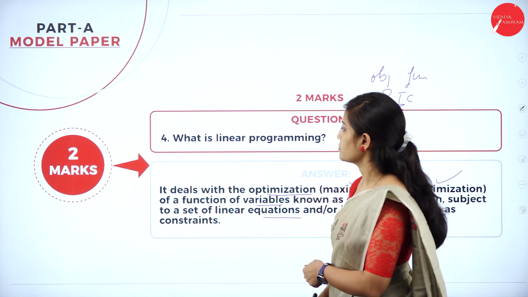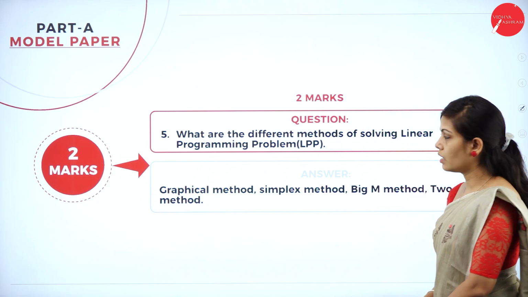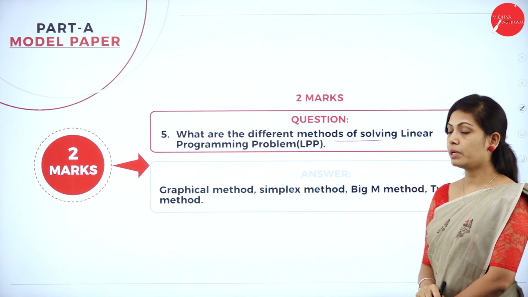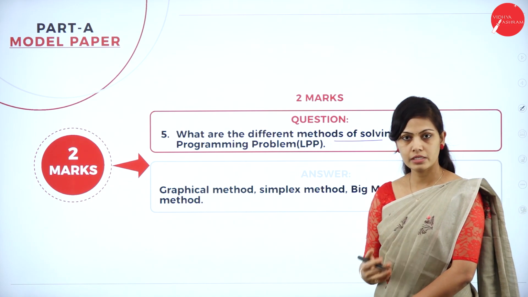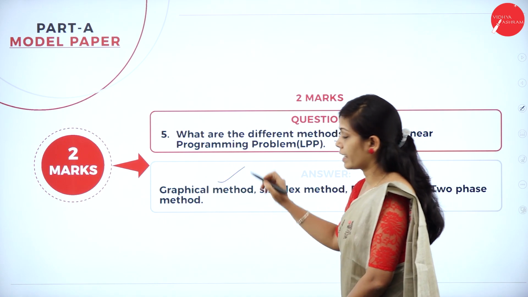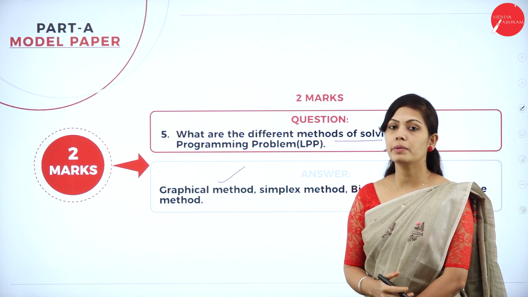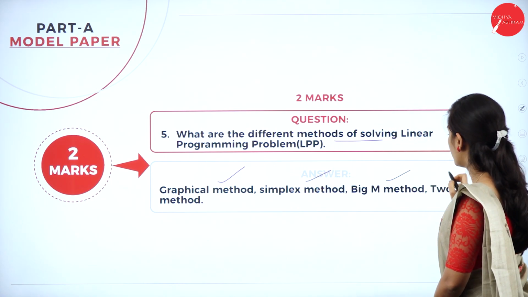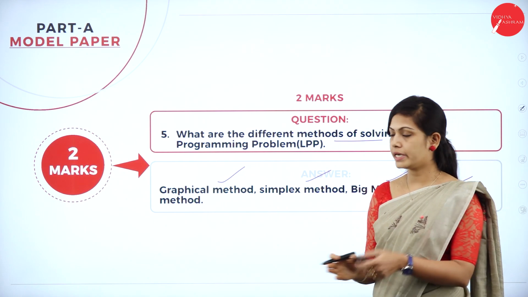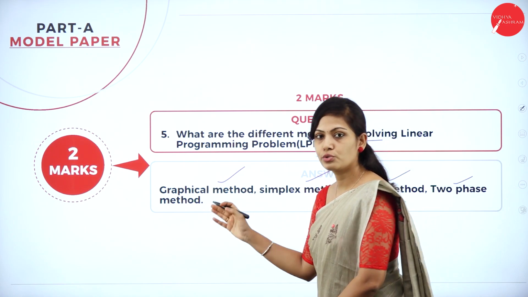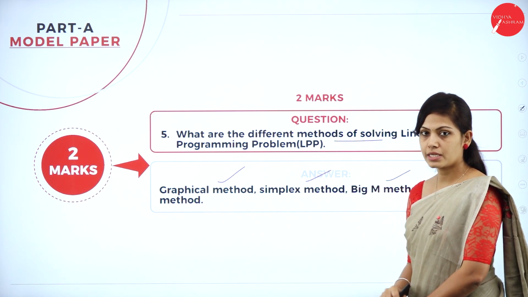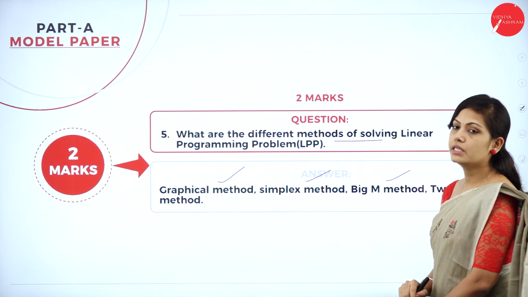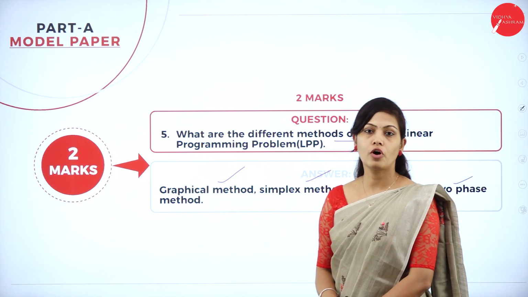Is it clear? And the next one is, what are the different methods of solving LPP? A linear programming problem can be solved by different methods, that is graphically. So we can solve this LPP by the graphical method, simplex method, big M method, and two-phase method. I hope you have understood the graphical method, drawing a graph using the LPP construction, and we can solve this by the simplex method, big M method and two-phase method. Very important question for 2 marks.